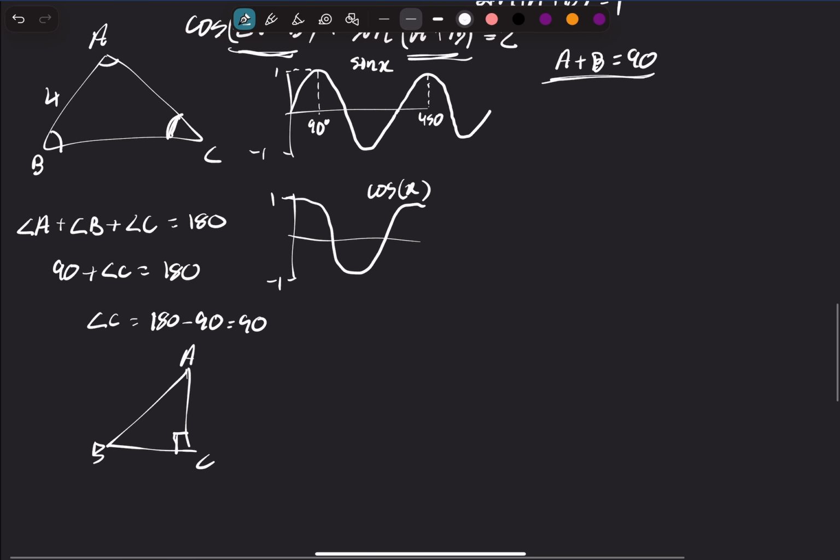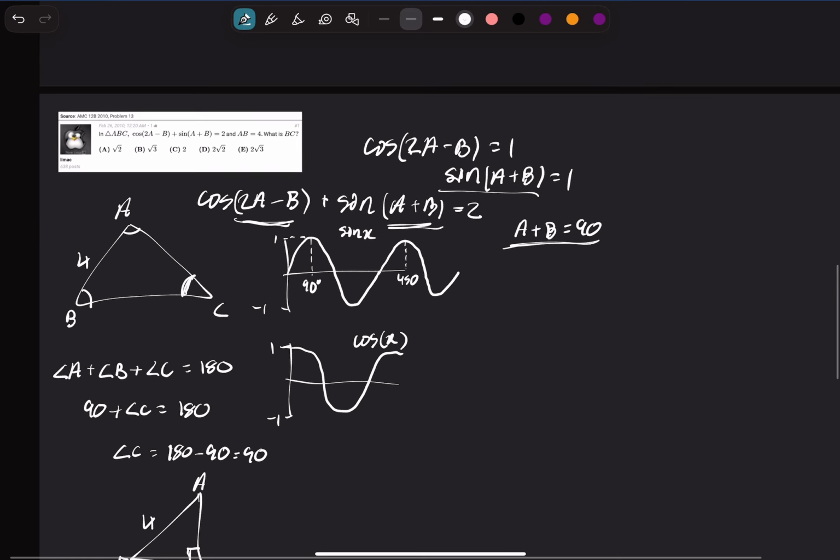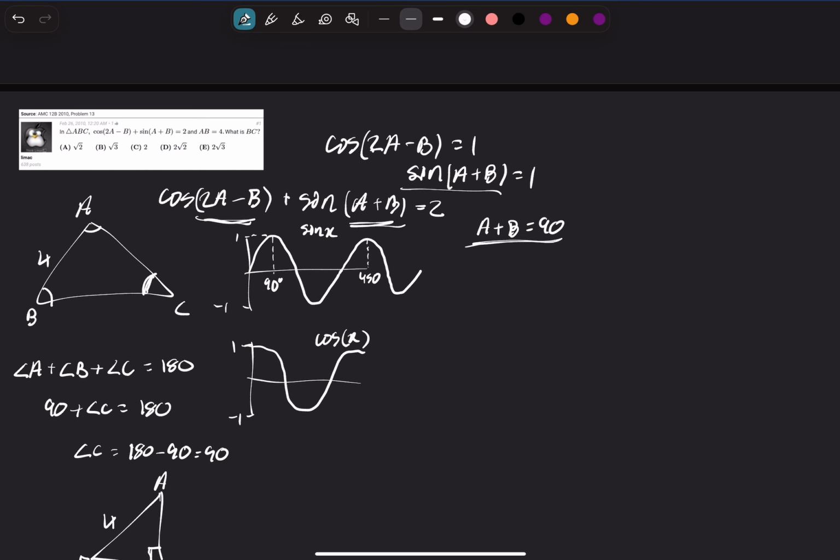Okay, so we know that angle C over here is 90. Same thing, AB is 4, and AB in this case is the hypotenuse, so that's indicating to us that we need to do some kind of trigonometry or Pythagoras. So let's go back to the angles that we have, okay? So A plus B is 90, and we have here cos of 2A minus B is 1.